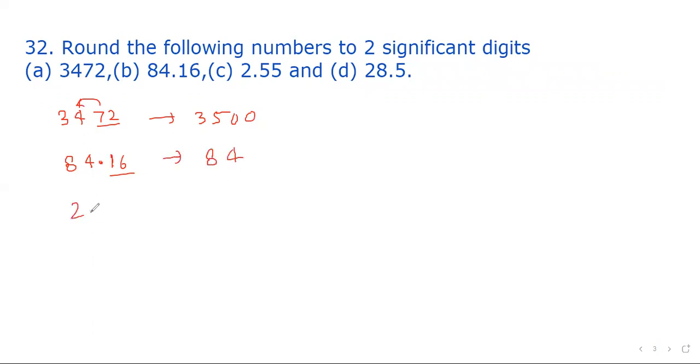The next one is 2.55. We have to drop this 5. Since the previous digit is odd, it will be increased by 1. So 2.6. And 28.5. Here we have to drop this, but the previous digit is even, so there will not be any change. It will be 28.